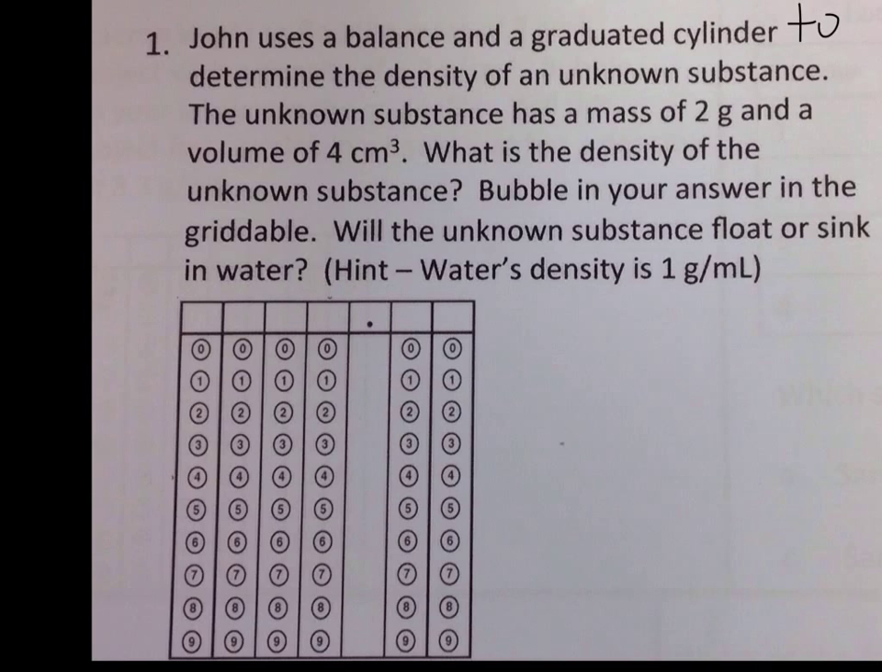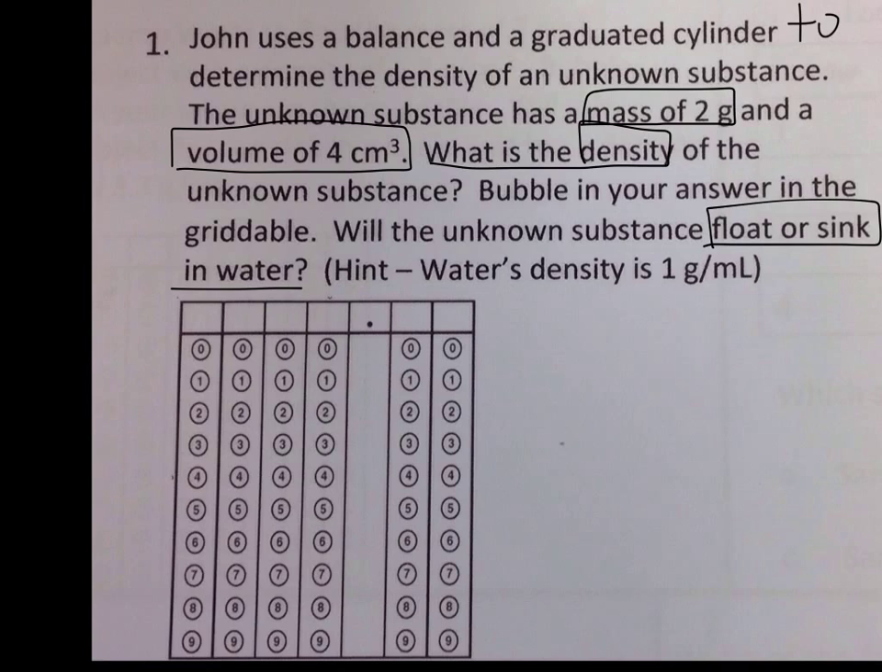Number 1. John uses a balance and a graduated cylinder to determine the density of an unknown substance. The unknown substance has a mass of 2 grams and a volume of 4 cubic centimeters. What is the density of the unknown substance? Bubble in your answer in the griddable. Will the unknown substance float or sink in water? Hint: water's density is 1 gram per milliliter.